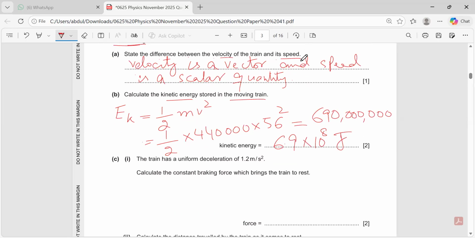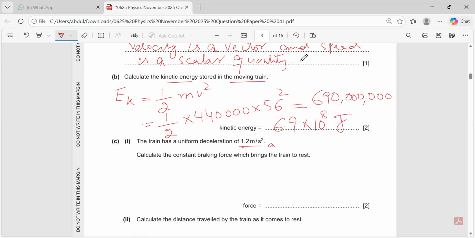The train has a uniform deceleration of this. That means acceleration. Calculate the constant braking force which brings the train to rest. Braking force which brings the train to rest. So simple and straightforward. What can we do? F is equal to ma. F is equal to what? ma.